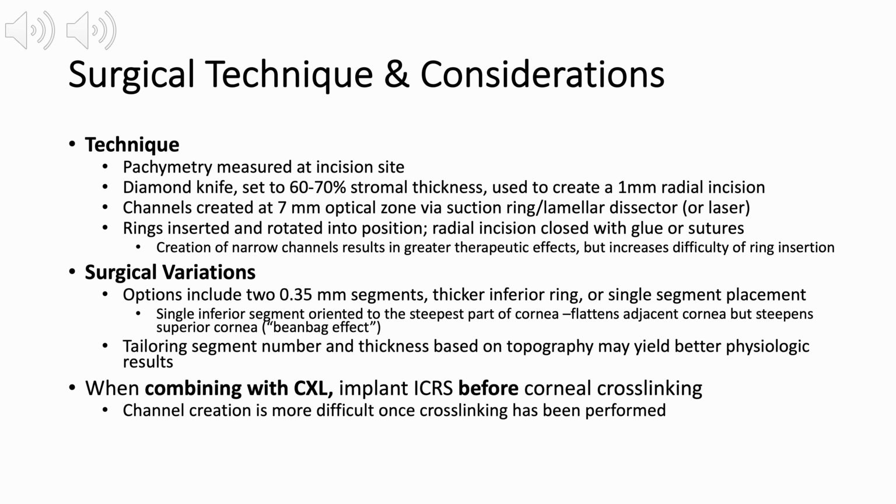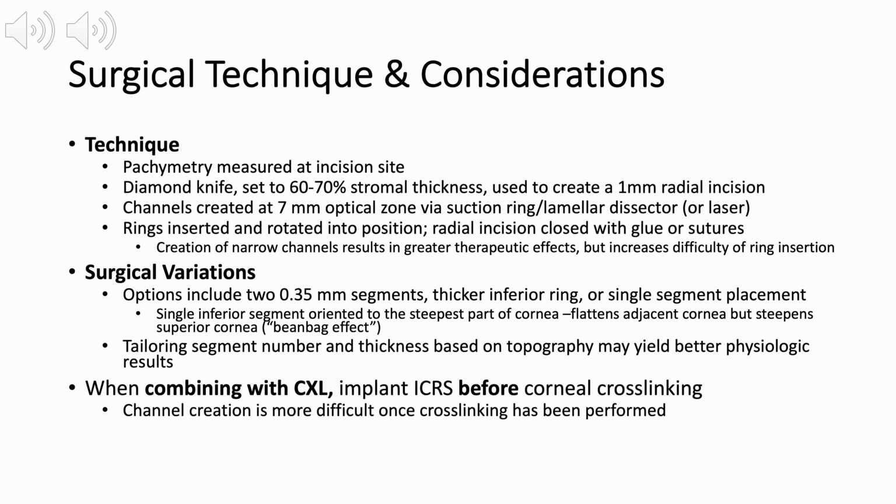When performing intrastromal corneal ring segment surgery, pachymetry is first measured at the incision site. A diamond knife, set to 60 to 70% of stromal thickness, is used to create a 1 mm radial incision. Channels are then fashioned at the 7 mm optical zone with either a suction ring and lamellar dissector or with a laser. The ring segments are inserted at a depth of 60 to 70% and rotated into position, and the incision is closed with glue or sutures. Creating narrower channels can increase therapeutic benefits, but it also makes ring insertion more technically challenging.